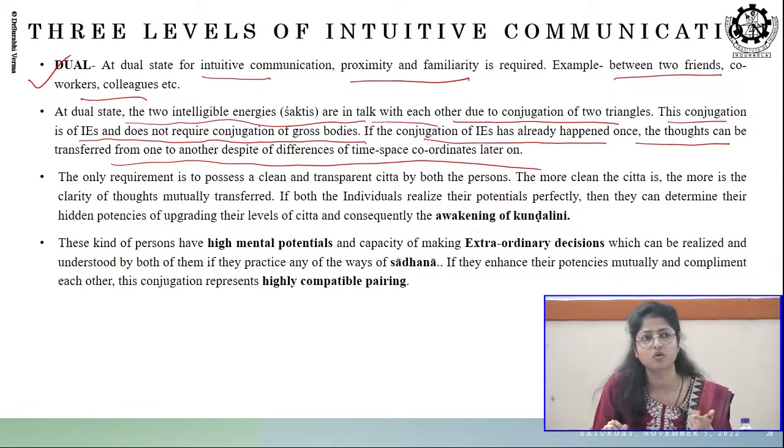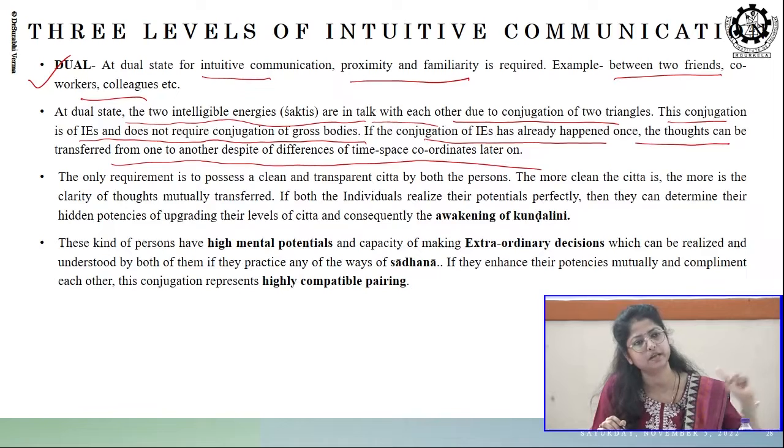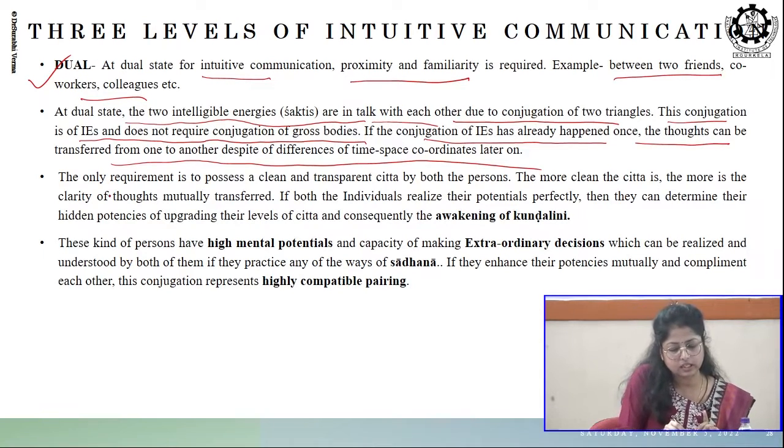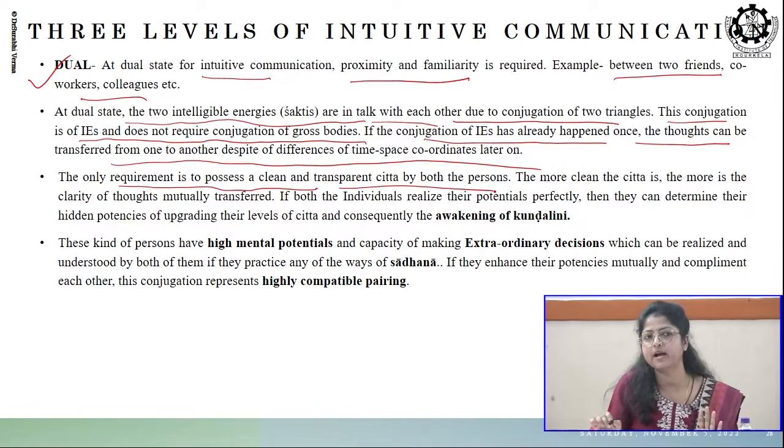You don't know why and how you are able to condense your energy and how you are getting linked with the other ones. You are not aware of it, but this happens because of that practice which has been given to you from childhood. So the only requirement is to possess a clean and transparent chitta by both the persons.